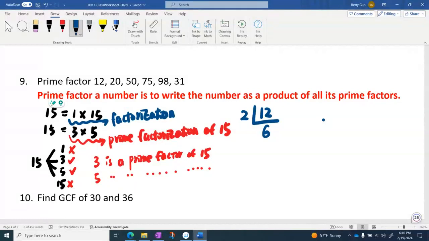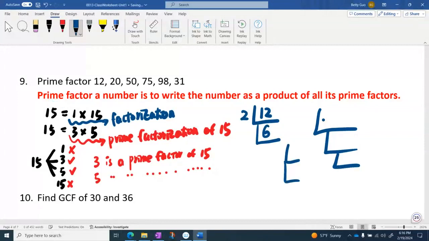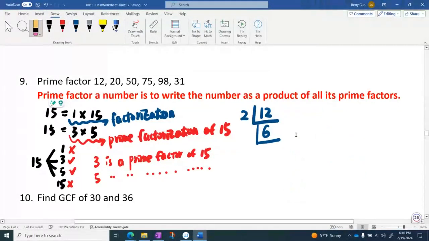I have 6. And 6 is not prime, right? If the number on the bottom is not prime, we're going to keep going and draw another big L. Knowing my notation is stairs, not a wall.